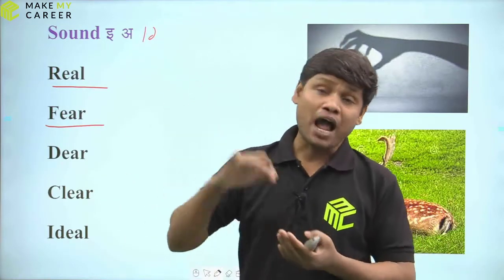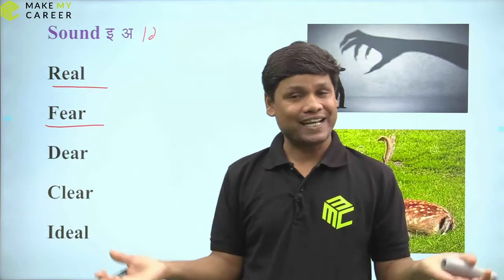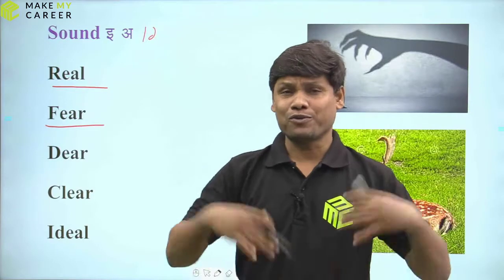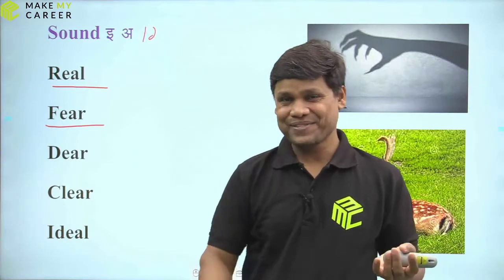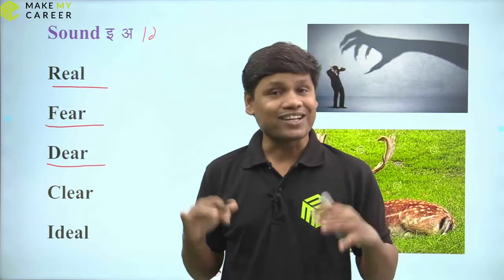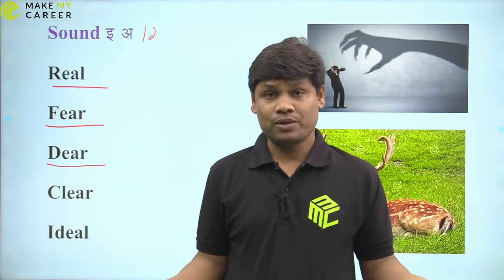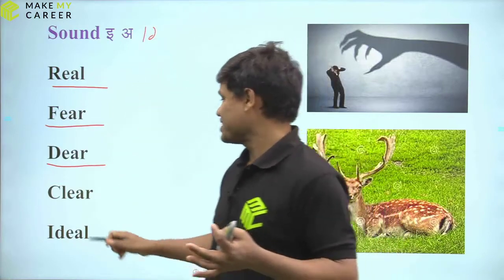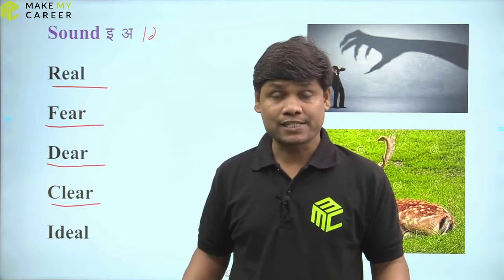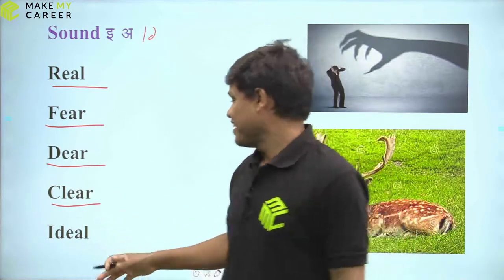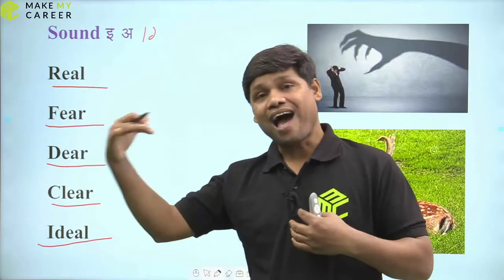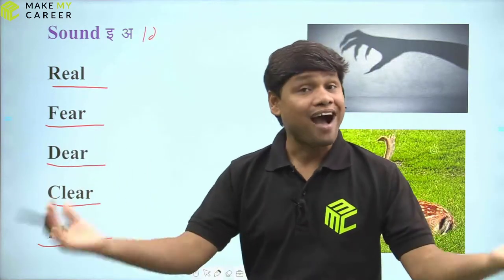So, guys, this way I'm pronouncing all the sounds twice. This way you are improving and you're also getting a chance to pronounce all the words two times. Okay, now dear. Hello dear, what are you doing? Hello dear, where are you going? Next one is clear. So guys, each and everything is clear. Yes sir, everything is clear. Next one, ideal. So you are my ideal teacher. You are my ideal students.